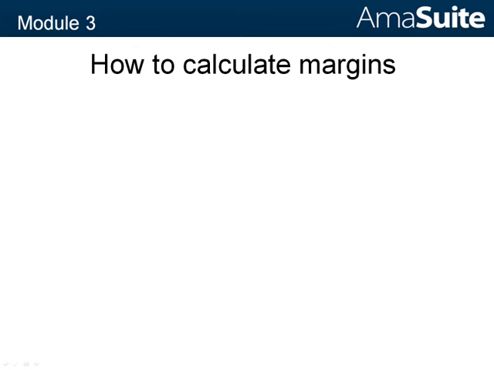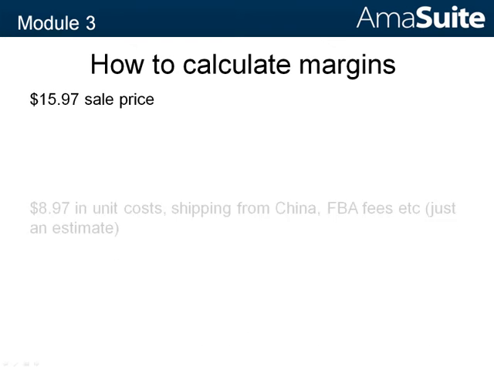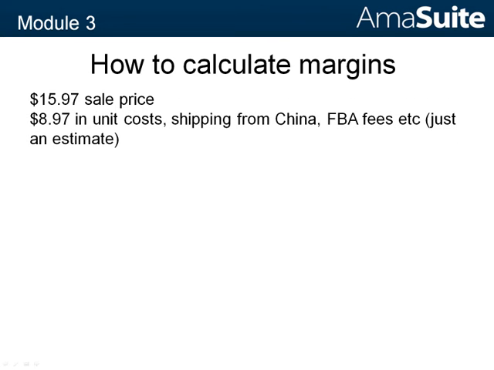All right, so how do you actually calculate the margins on a product? Let's say we're going to be selling this for $15.97, and $8.97 is roughly going to be the cost for this. Now this is just an estimate, but this is based on the unit costs, the $1.65.